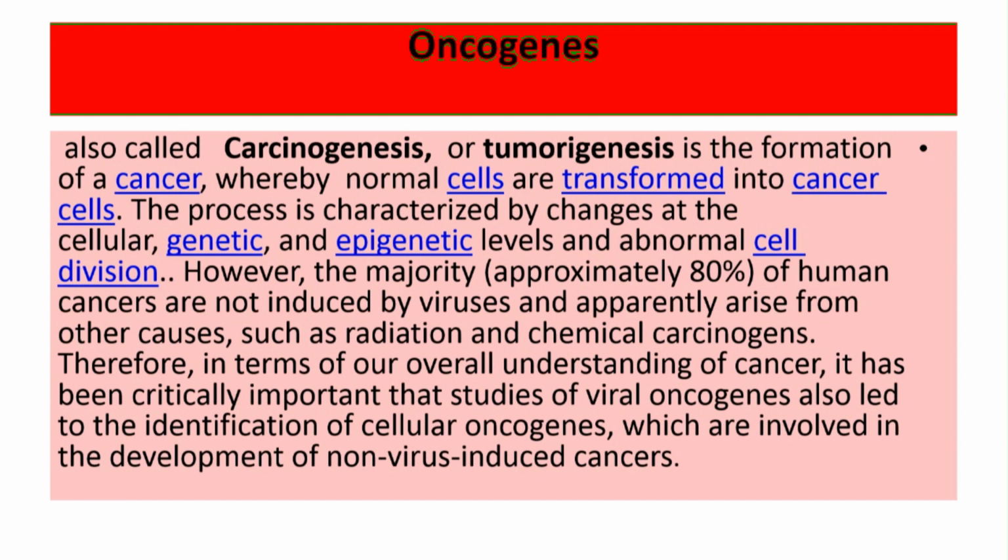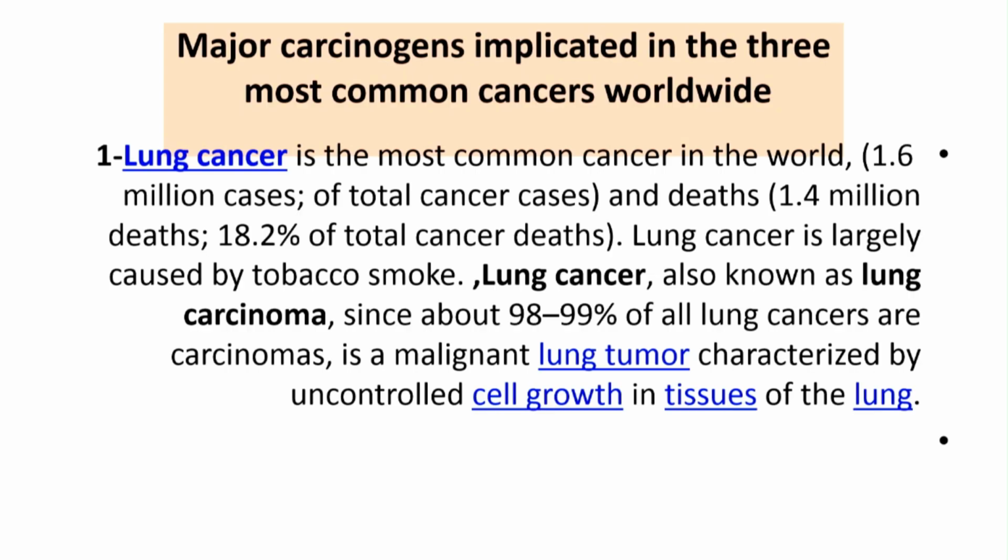However, the majority, approximately 80% of human cancers, are not induced by virus and apparently arise from other causes such as radiation and chemical carcinogenesis. Therefore, in terms of our overall understanding of cancer, it has been critically important that studies of viral oncogenes also led to the identification of cellular oncogenes, which are involved in the development of non-virus induced cancers.